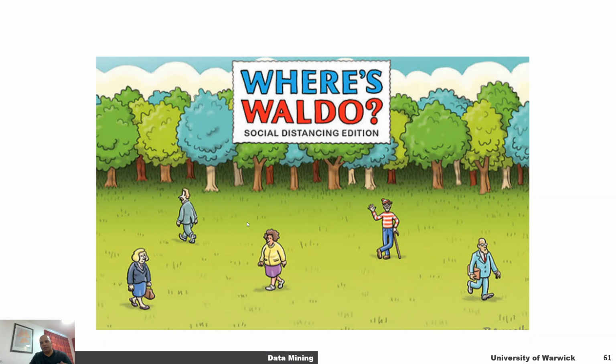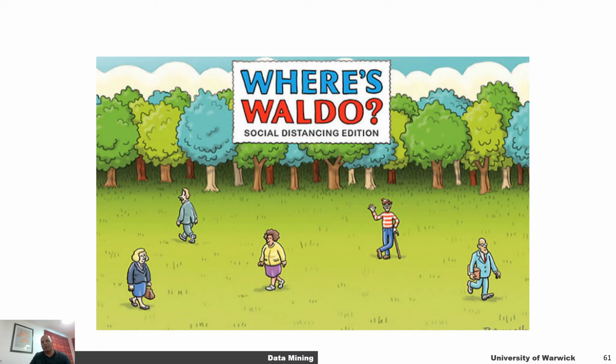So I'm going to use a simpler version, what I call the social distancing edition. I found these on the internet. Good job to their creators. And this is a really simple puzzle, right? We can see where Waldo is. But let's say we want to localize where he is, and we want to solve this problem using neural networks.